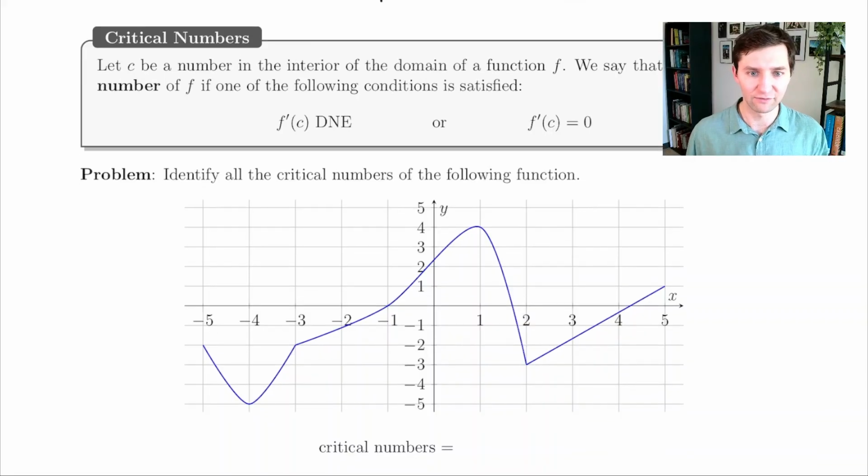Let's see if we can identify the critical numbers of the following function. If you would like to try this problem on your own, stop the video now.